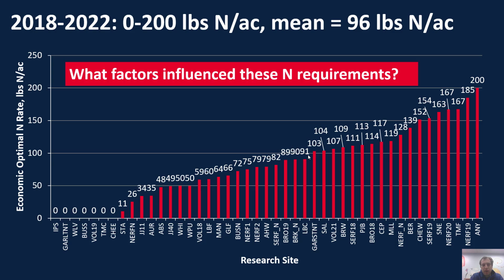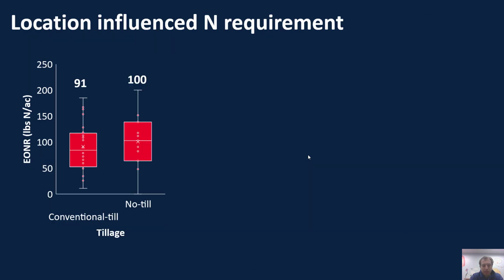So then we ask the question of what factors are influencing these nitrogen requirements. We're going to look at a few of the bigger factors that we talk about, such as tillage and region in the state. When we look at this economic optimal nitrogen rate here on the y-axis, we have our conventional till and no-till. On these box plots, roughly 75% of the data is within these box areas. The line is our mean and median here, the small points are each individual trial, and the number above is the average.